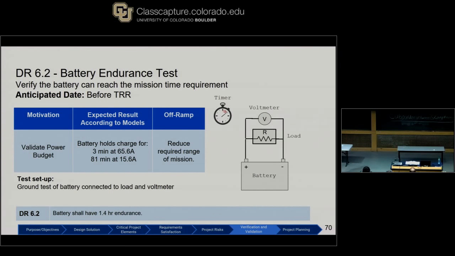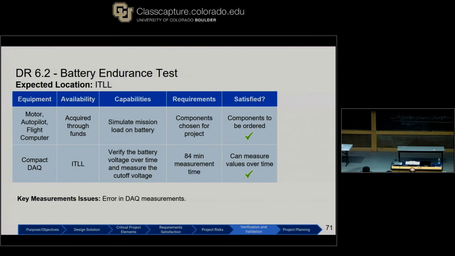Finally, we would like to verify our endurance. We can do this with a battery power test. In this test, we will place a simulated mission load of our motor, our autopilot, and our flight computer onto a battery. We will then run the battery for a simulated mission with climb and cruise. During this test, we will monitor the voltage of the battery and ensure that the battery does not reach cutoff voltage during our simulated mission.